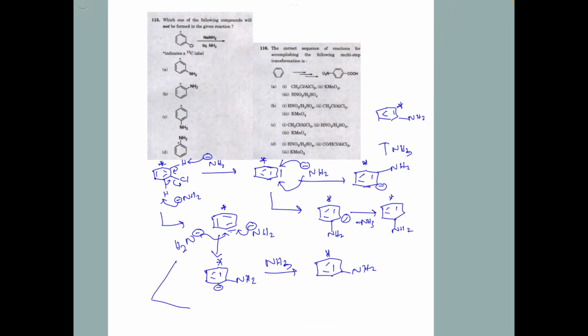When this nucleophile attacks here, we will have this isomer in presence of ammonia. We will have this aniline. So totally we are getting 4 anilines. Now we have to compare these anilines with options A, B, C, D. Among A, B, C, D, one is not the product.